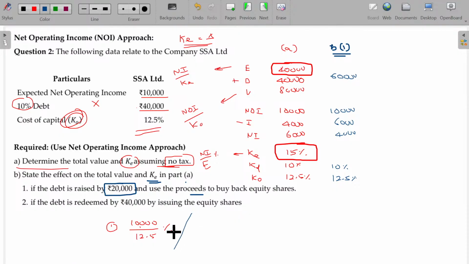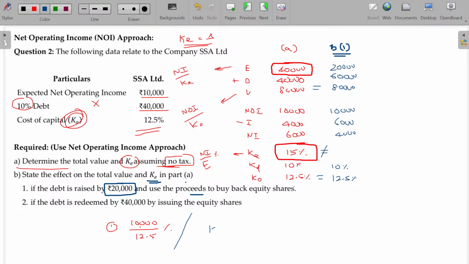So V being constant here, you need not worry about that. Under this model, V is always constant and KO is also constant. So once you know this value, you can directly feed it here. Only this one is not constant. KE is not constant. Now equity plus debt is equal to value. Value is given, debt is also calculated, and the difference between these two is the equity. Now you can calculate the KE.